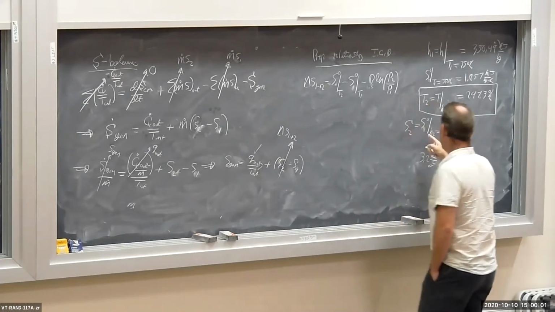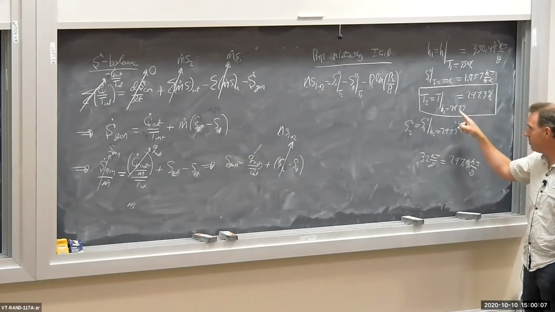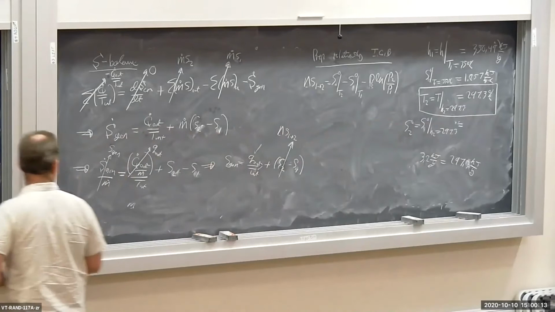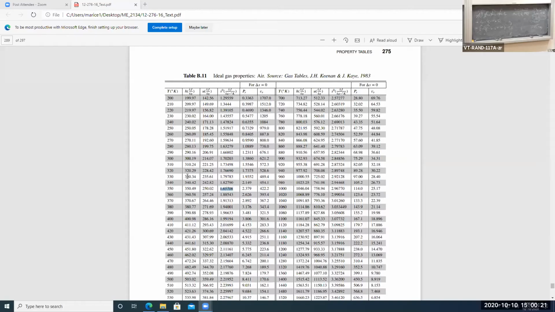s0 at state 2 is s0 evaluated at a specific enthalpy of 297. That's what we calculated from the energy balance. Might have to do a little bit of interpolation here. Let's see if we can pull out a specific s0. 297 is between these two data points, so s0 is going to be between these two data points. It looks closer to the 1.7. I do an interpolation and I get 1.692.